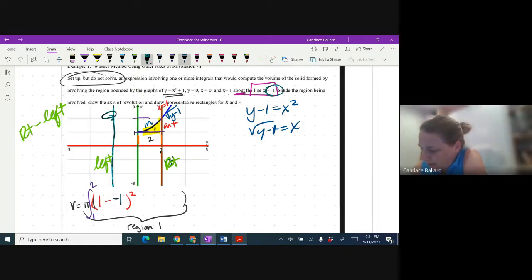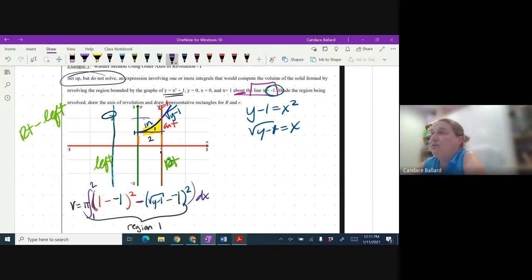So then I've got to do my inner function. So minus the inner function on the right, which is the square root of y minus 1. And then again, I'm subtracting my left function, which is -1, and then we're squaring the whole thing. And technically, I should have some parentheses around the whole thing and a dx. That's just region 1.